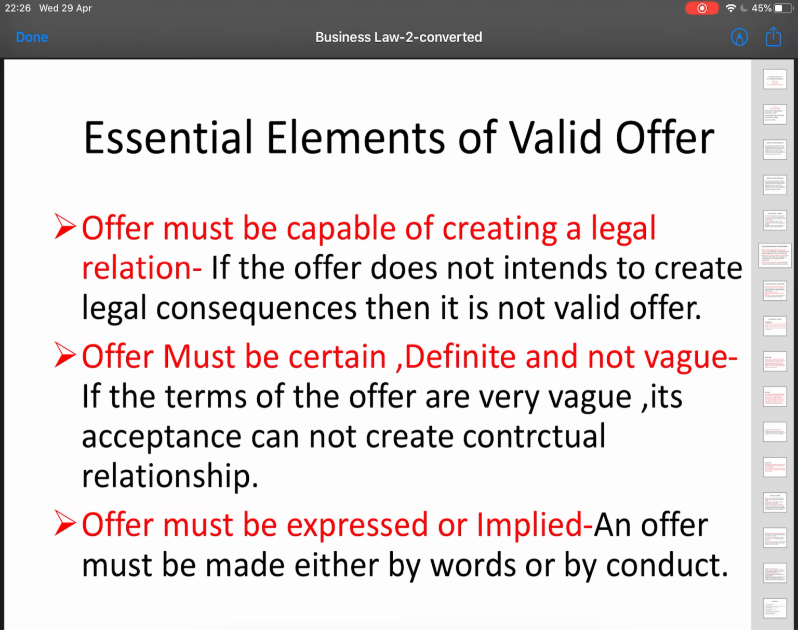The second one is that the offer must be certain, definite and not vague. If the terms of an offer are vague or indefinite, its acceptance cannot create any contractual relationship.